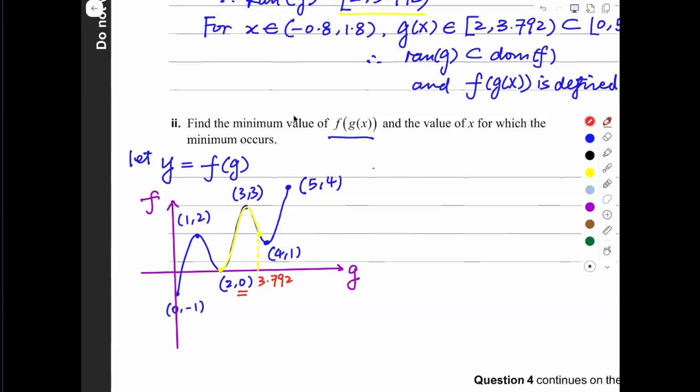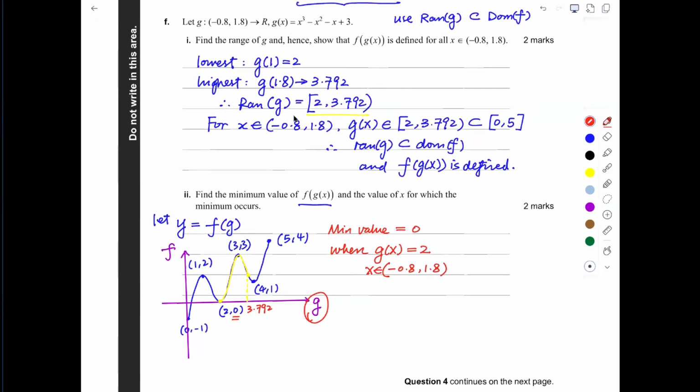When, notice this axis is g, g of x equals 2. Make sure you realize x belongs to -0.8 to 1.8. So where do I get g of x equals 2? It's here, only this point. x equals 1 only, okay? And try not to write that as a pair of coordinates because the question didn't say find the coordinates of the minimum point on y equals fg of x graph. It actually asks for the minimum value of that and the value of x, right?